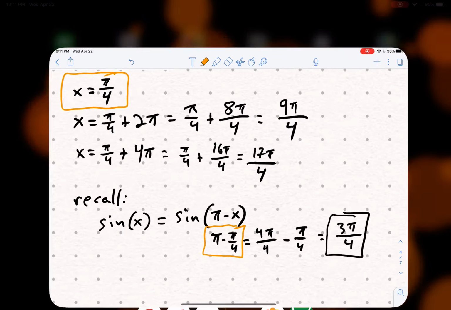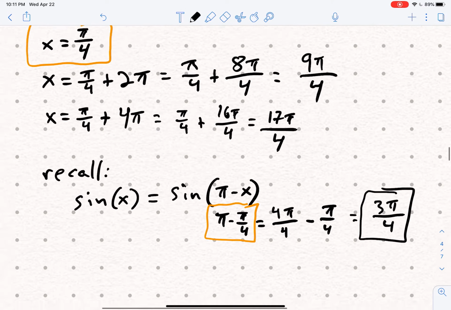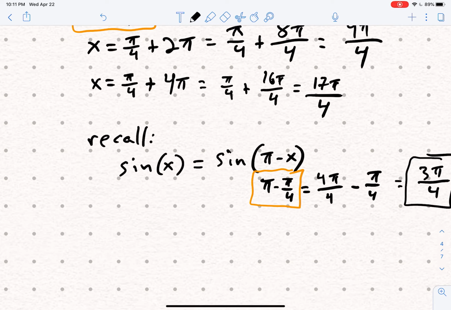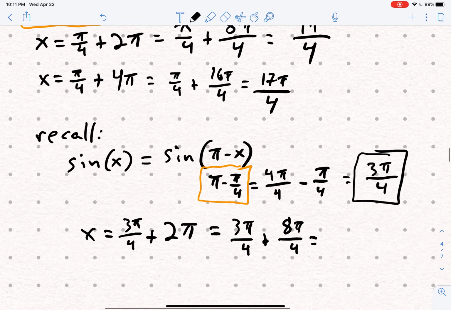So let's go ahead and calculate what it is. We have an x value 3 pi over 4. And what we'd like to do now is find another, so x is equal to that 3 pi over 4 plus 2 pi. What does it give us? Well, it's 3 pi over 4 plus, and then we get a common denominator, so this is going to be 8 pi over 4, and adding them up, we get 11 pi over 4, etc.